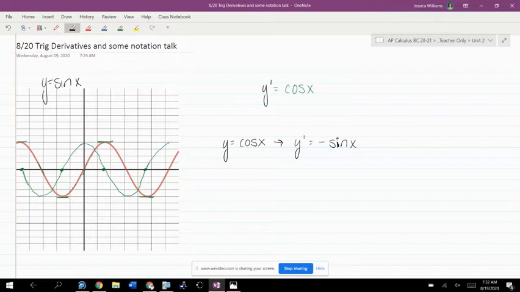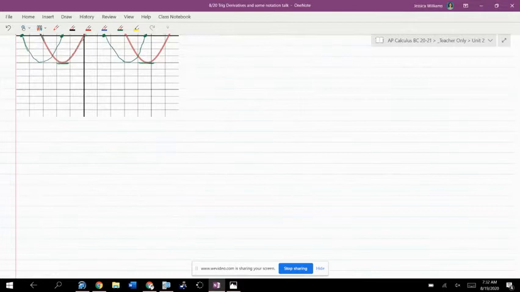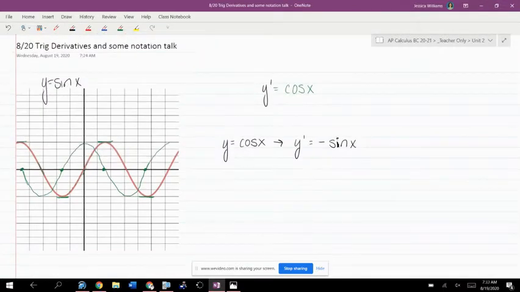Okay, using those two, so derivative of sine is cosine, derivative of cosine is negative sine, we are going to go prove the derivative of tangent. So I should be numbering these. So this is derivative 1, this is 2. Let's go to tangent.